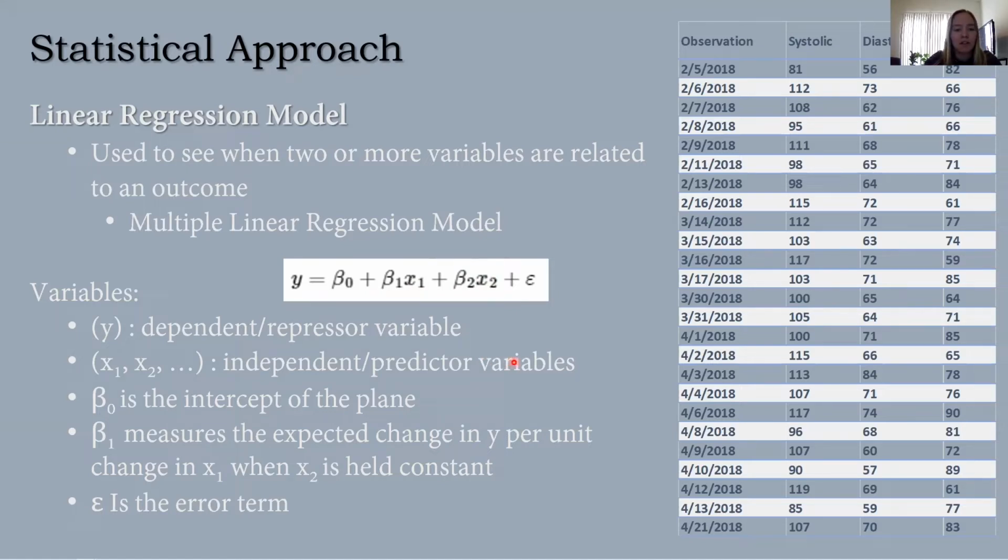two values of x. So y is our dependent or response variable, and x1 and x2 are our independent variables or our predictor variables. Beta naught is the intercept of the plane, and beta 1 measures the expected change in y per unit change in x1 when x2 is held constant, and the same goes for beta sub 2. Epsilon is our error term, and so let's go ahead and look at the data we're given.